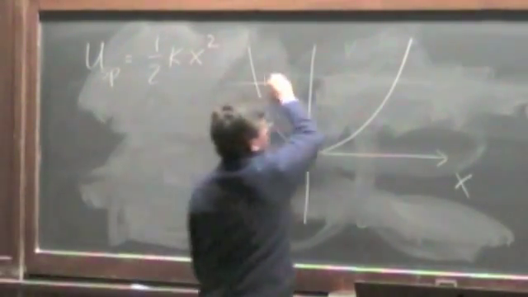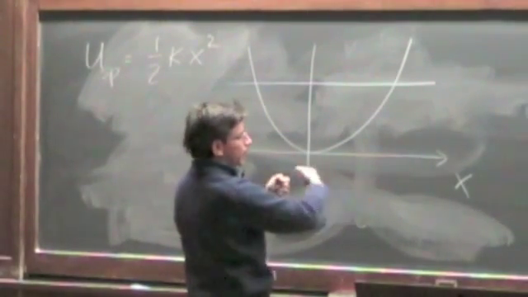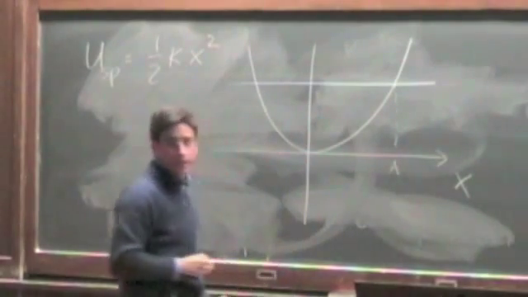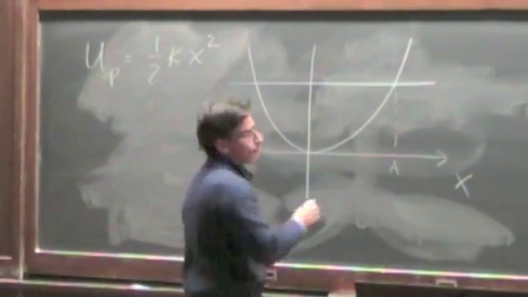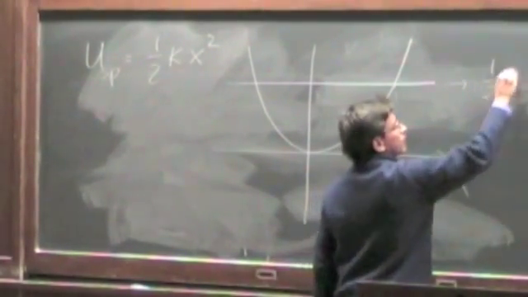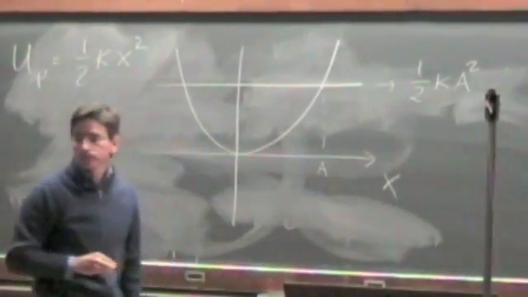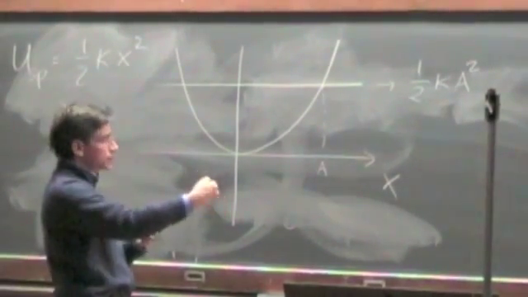If you start with some initial energy, for example, if you stretch the mass all the way to some amplitude A and you let go of it, you're giving the oscillator how much energy? You're giving the oscillator an amount of energy equal to 1/2 k A squared. That's the initial amount of energy, the amount of money that the oscillator can spend.